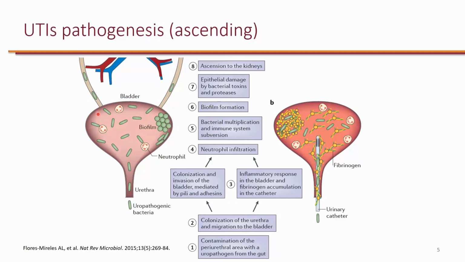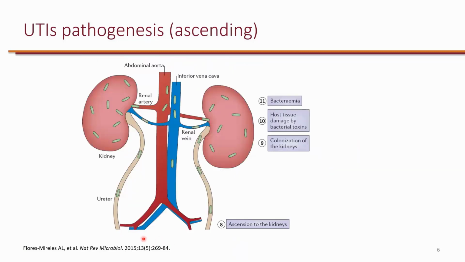However, for some people, the bacteria can ascend even further. Through the ureters, the bacteria can ascend all the way up to the kidneys, and they can colonize the kidney tissue, resulting in inflammation and damage to the kidney. There is a lot of vasculature in the nephrons, so the bacteria can easily get into the blood, and that could lead to bacteremia or infection in the blood.